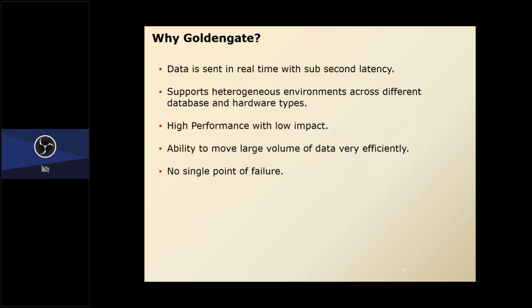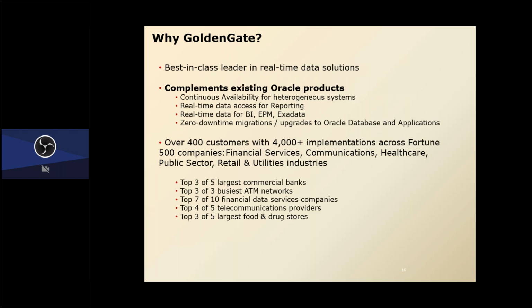So Goldengate can replicate your large objects like blob, clob, or any large volume of data very efficiently and quickly, and there is no single point of failure. Goldengate involves multiple processes in your environment, so it becomes easier for you to troubleshoot. There are multiple sets of processes involved, which you'll see when we discuss the architecture of Oracle Goldengate. So these are the technical reasons.